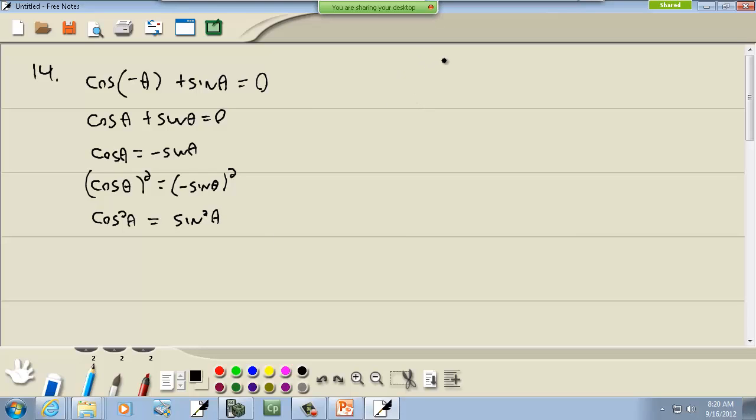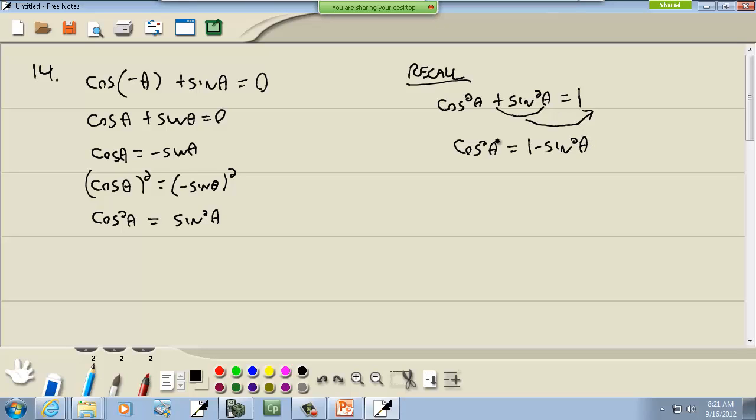It doesn't matter which one you choose, but recall, we've already seen this, but let me write it down again. Cosine squared theta plus sine squared theta is equal to 1. So I could take the sine squared over to the right side, and we get cosine squared is equal to 1 minus sine squared. So we could replace the cosine squared here with 1 minus sine squared. So again, replacing that.